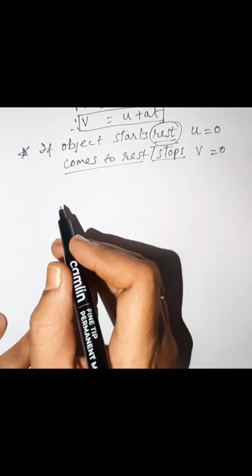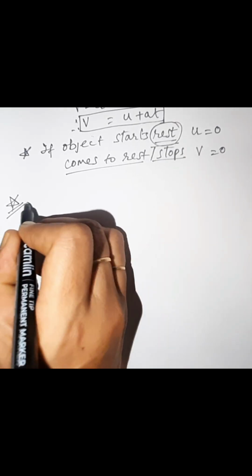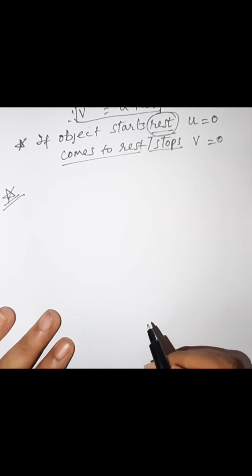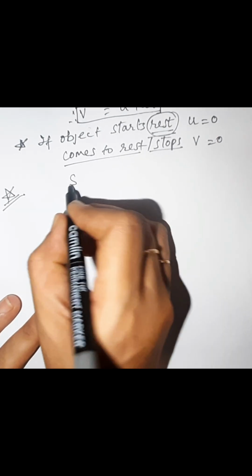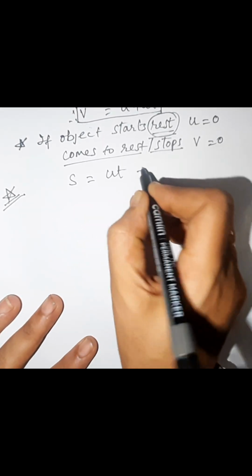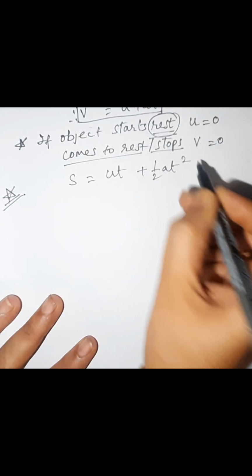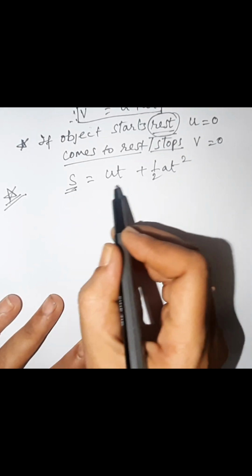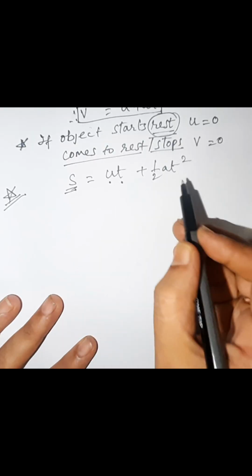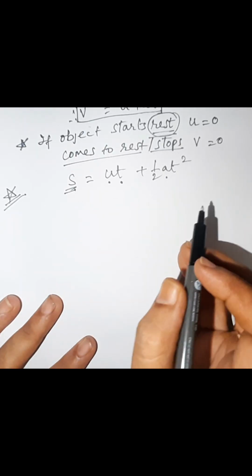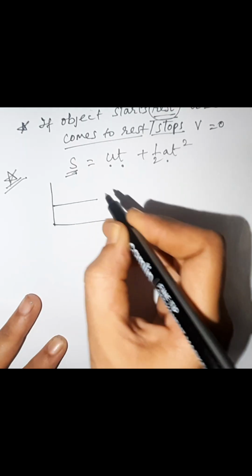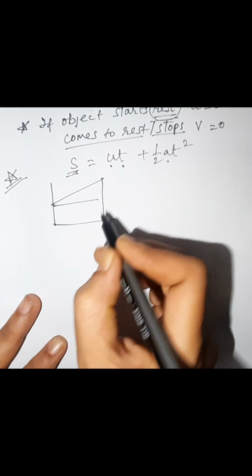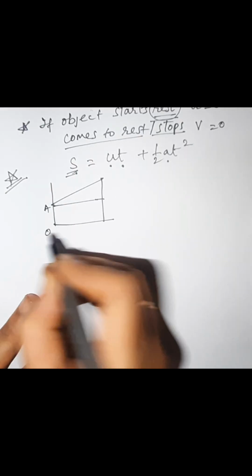Now the second equation. For that this derivation is important, which is a 4 to 5 marks question, where they will ask to derive the second equation. The second equation is s is equal to ut plus half at square, where s is distance, u is initial velocity, t is time, a is acceleration. All these letters are familiar to you. So let's start with how to derive this. We derive it graphically. Here you can use any labeling.